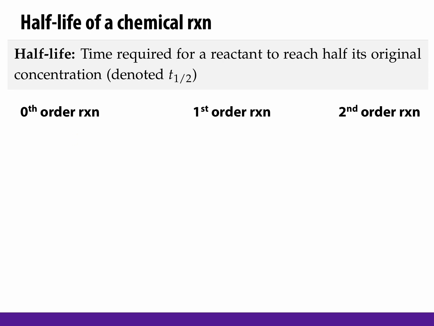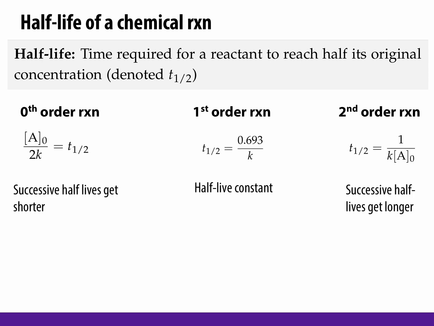You could calculate or derive the half-life by just plugging into the integrated rate law to see when it reaches half the original concentration. So here's what the equations actually look like. For the 0th order, we have an equation that looks like this: A naught over 2k is equal to t 1/2.